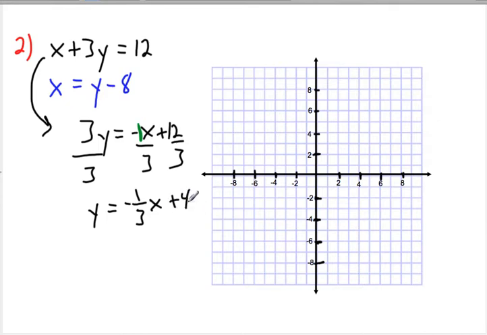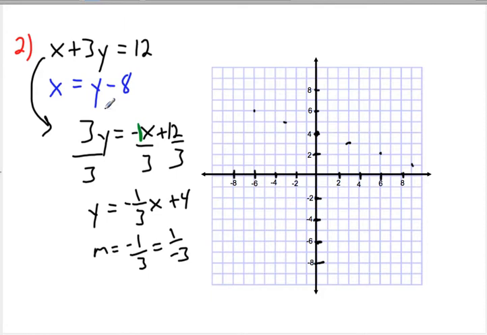So the y-intercept is 4 right there, and the slope can either be down 1 right 3 or up 1 left 3. So down and right, down right, down right, or up left. Not sure which one I'll use yet. 1, 2, 3. Okay.